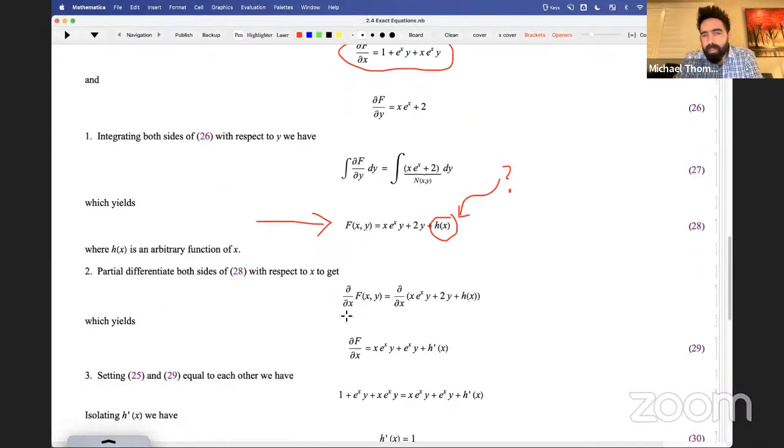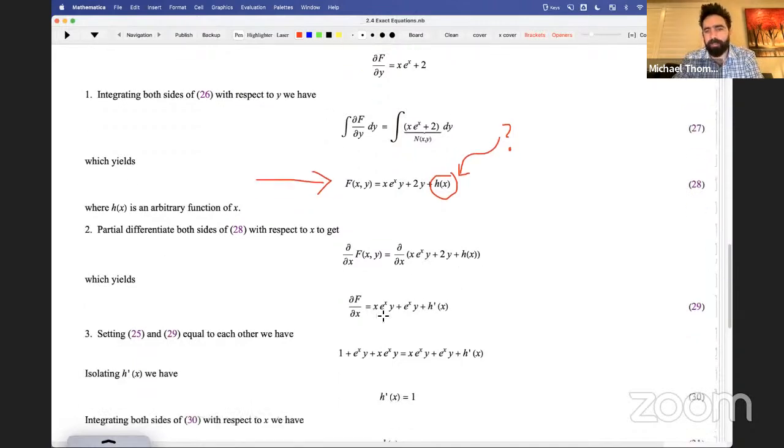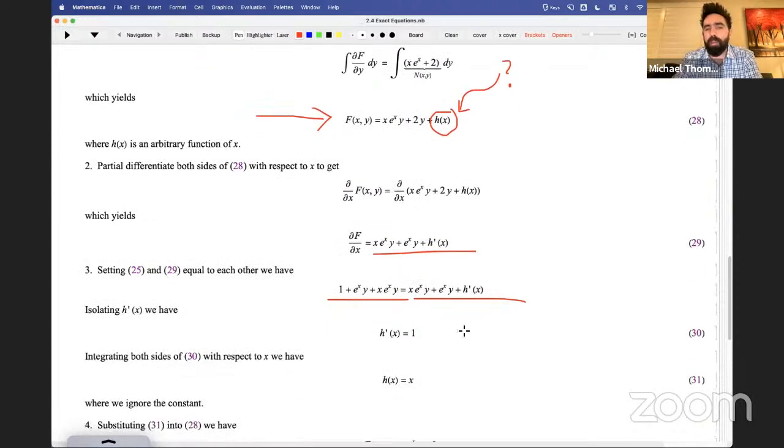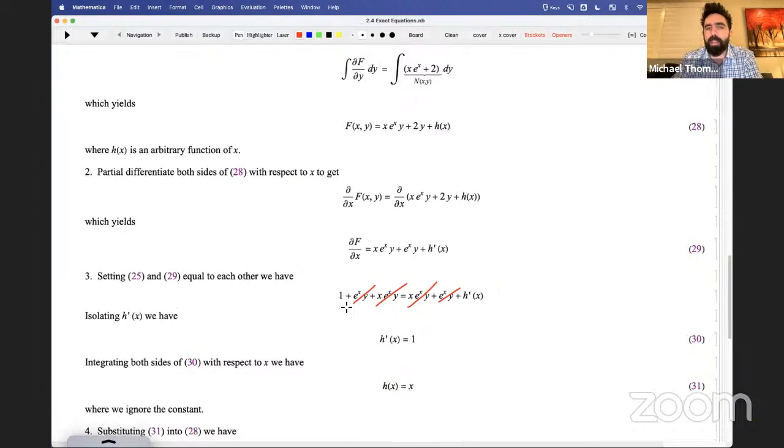So what'll happen is when you take that partial of this guy, the partial of h of x with respect to x, that acts like an ordinary derivative, and we just set them equal to each other, you'll get this nice cancellation, which always happens. The e to the x y's cancel. The x e to the x y's cancel. And you're left with this very simple equation. H prime of x equals 1.